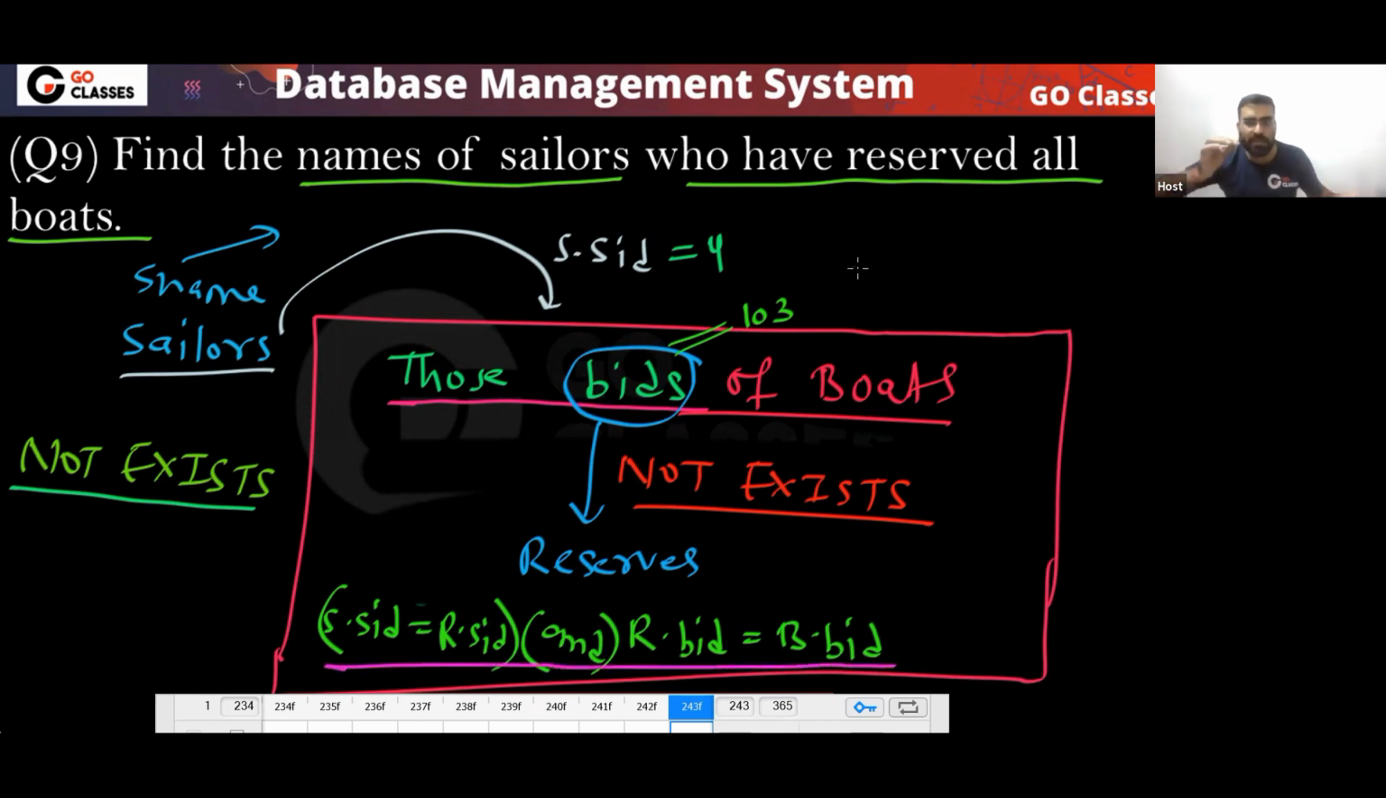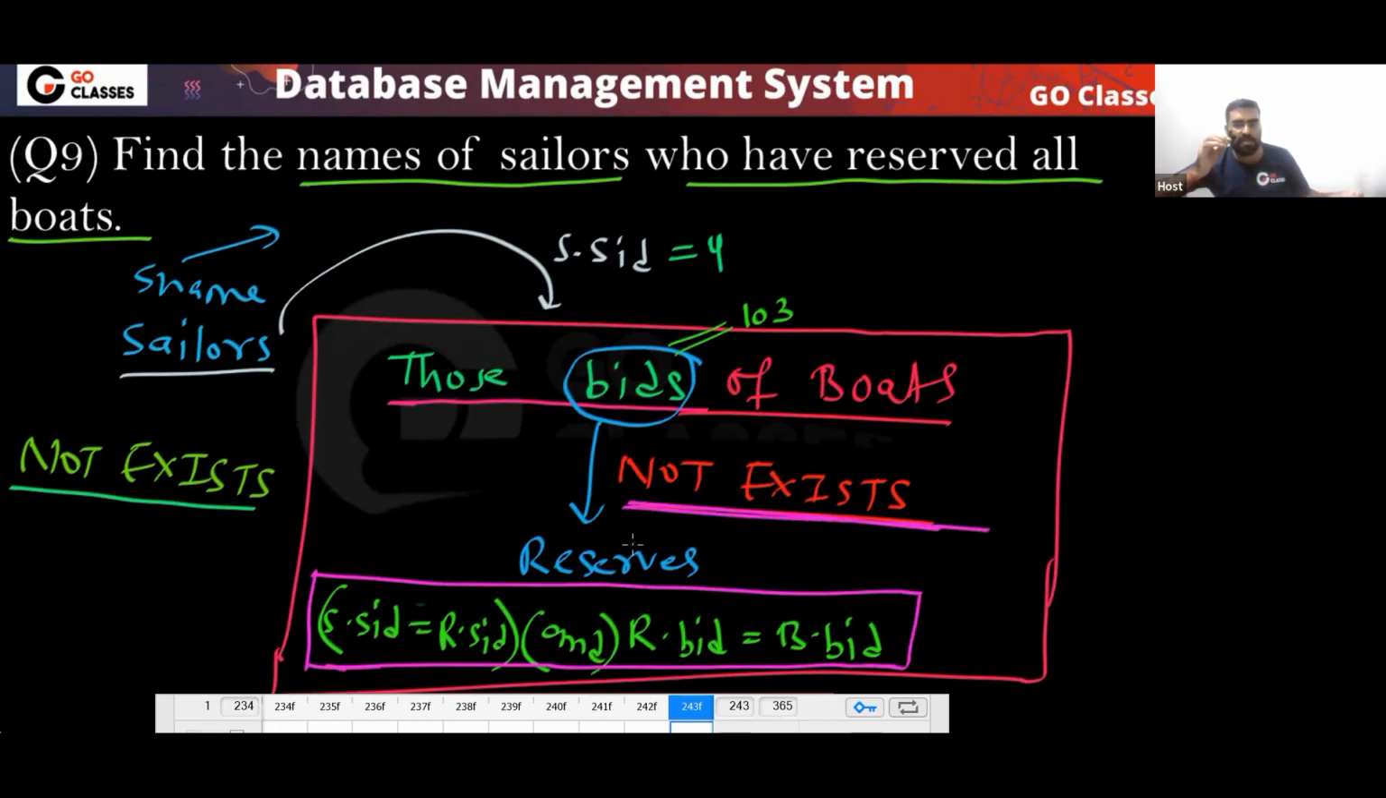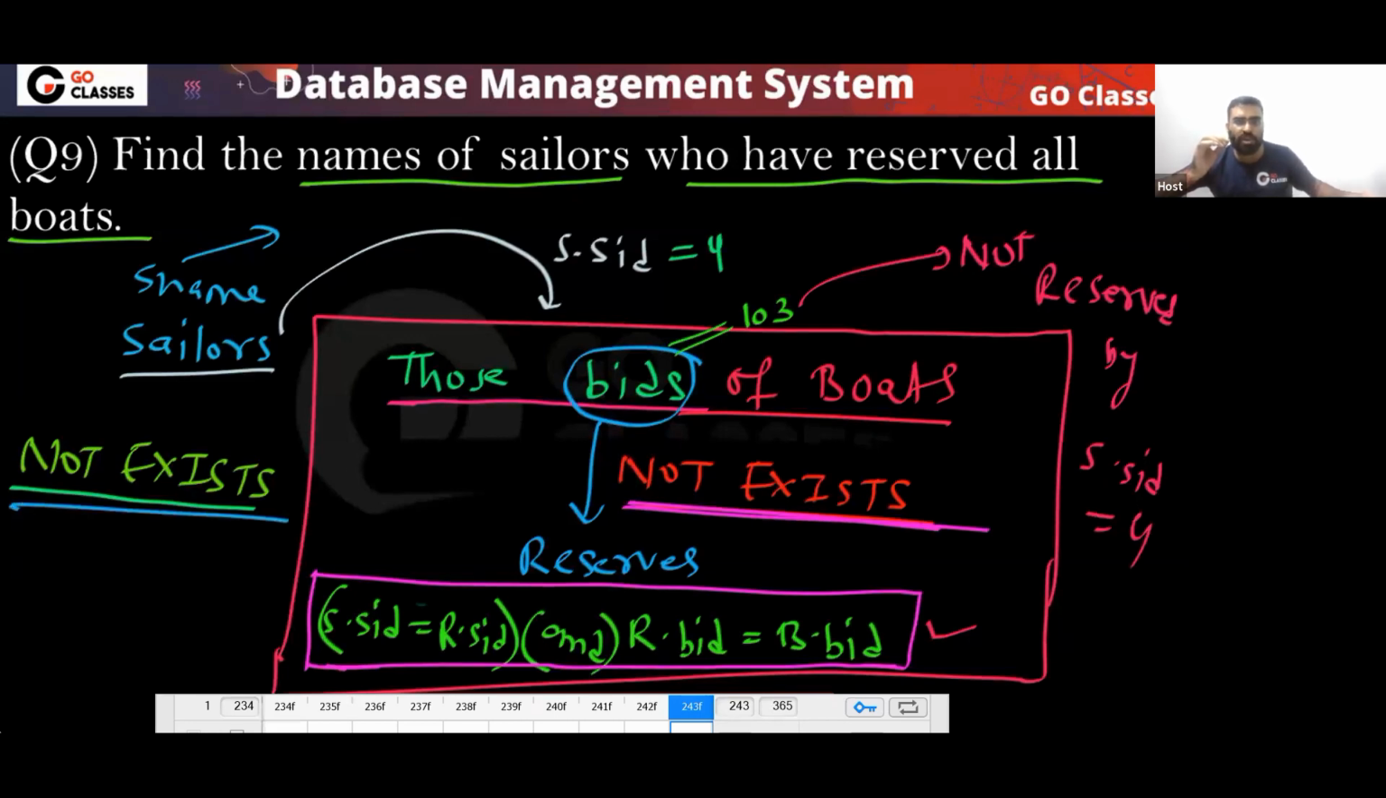If this row does not exist, then what does it mean? It means that boat is not booked, that boat is not reserved, not reserved by s.sid equal to 4. So this type of boat should not exist.